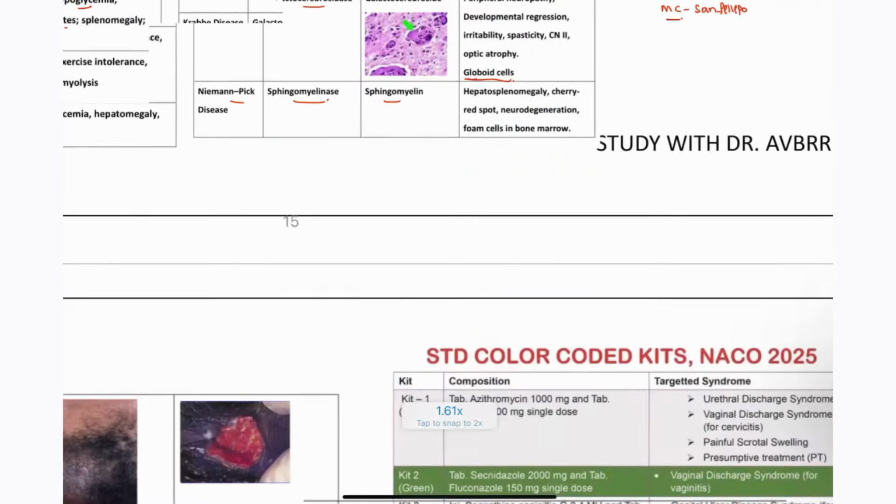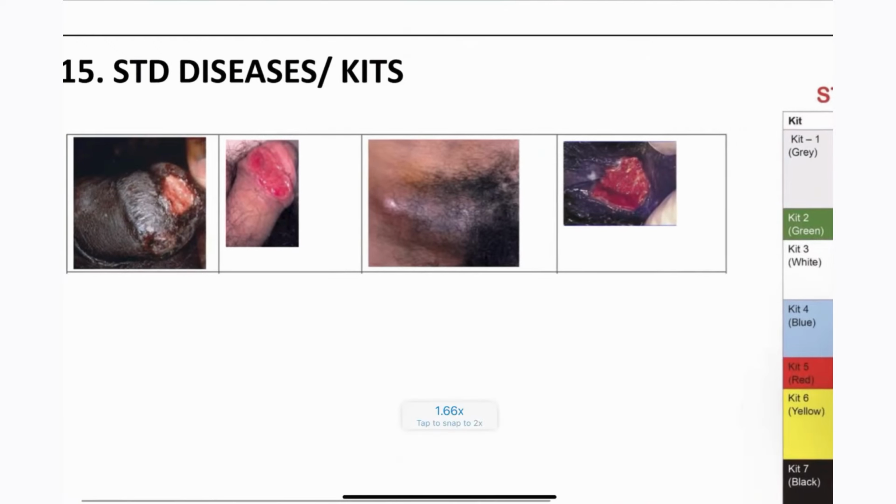Right, next moving on to the STD diseases. So here we are going to discuss the STD diseases, guys. Basically in the STD diseases, the commonly asked questions will be the STD kits or their specific symptoms. Okay, let's see one by one.